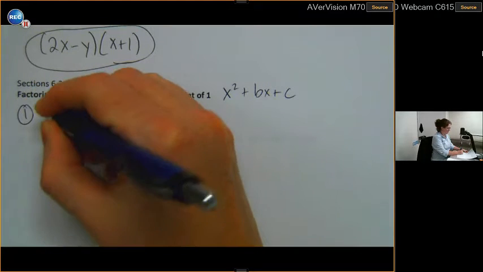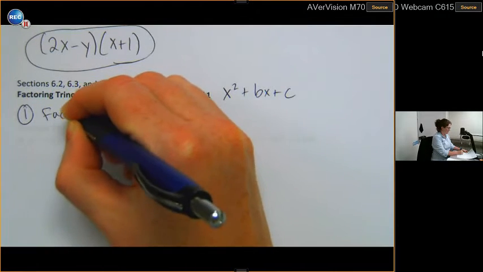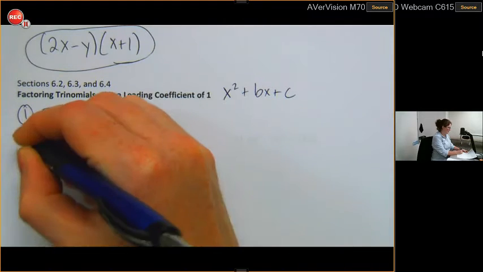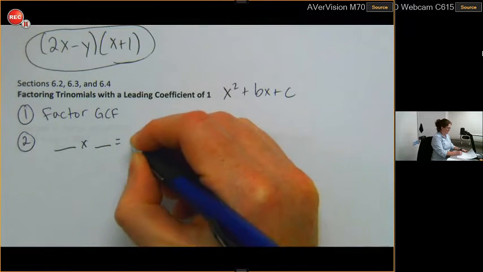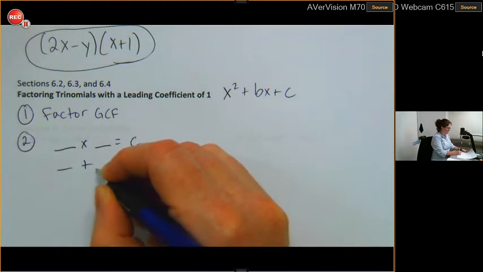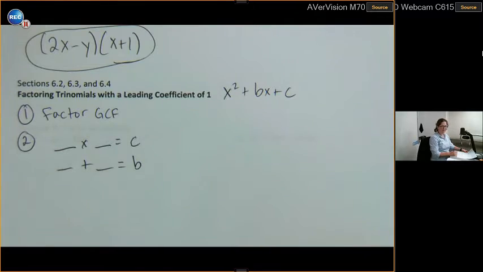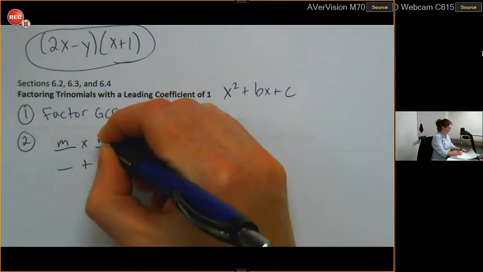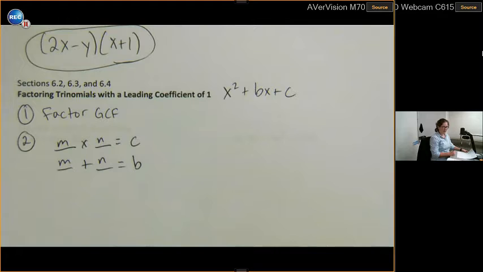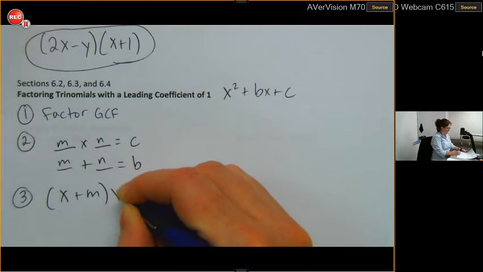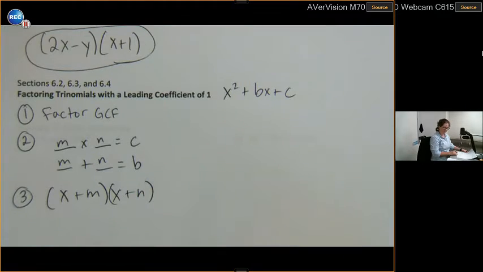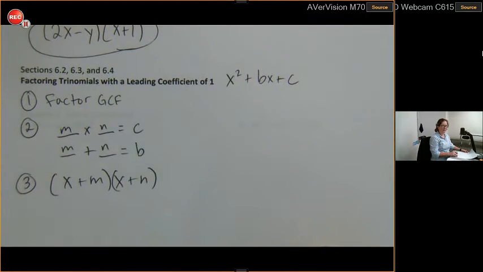The steps you would follow: step 1 is to always check for a GCF, may or may not have one. Step 2 is to find two numbers that multiply up to whatever number is in the position of C and add up to the number in position B. Let's call those M and N. Then our answer is going to be x plus M times x plus N. Occasionally, the M and N that you would need don't exist, in which case your problem is called prime.